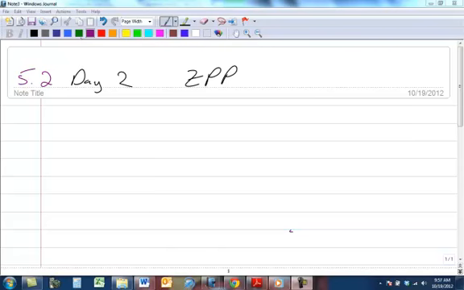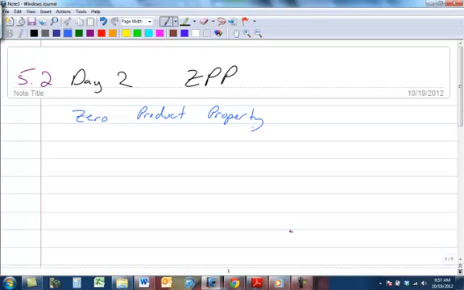5.2 day 2 is all about ZPP. Now, ZPP stands for the zero product property. The zero product property simply says this.